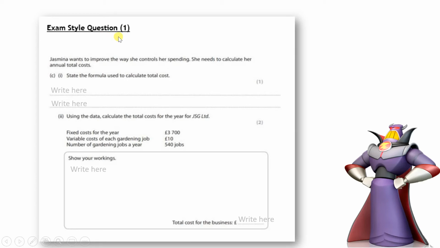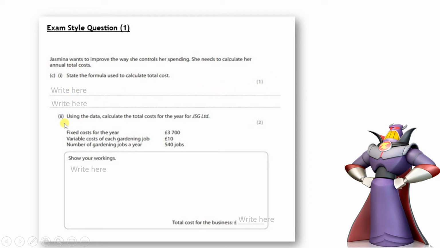Now here's the exam style questions. This is how they're laid out. We've got the first one about Jasmina, who wants to improve the way she controls her spending. She needs to calculate her annual total costs. State the formula used to calculate total costs. That's 1 point. Write your answer there.